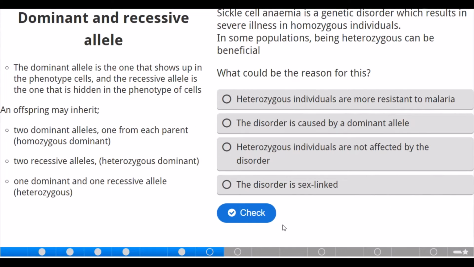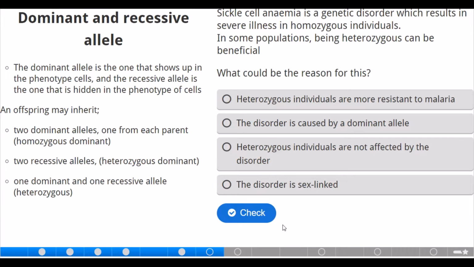Dominant and recessive alleles. The dominant allele is the one that shows up in the phenotype, and the recessive allele is the one that is hidden in the phenotype. An offspring may inherit two dominant alleles, one from each parent, that is homozygous dominant, or two recessive alleles, that is homozygous recessive, or one dominant and one recessive, that is heterozygous.